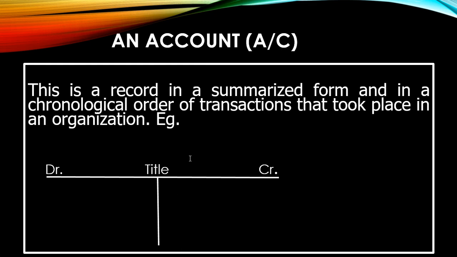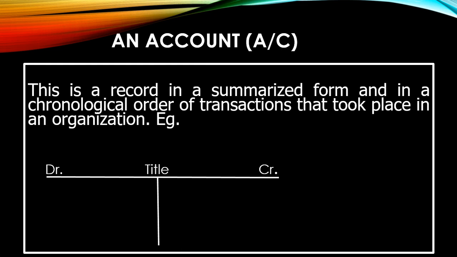We need to first look at the types of the accounts. And one, we have personal accounts. Personal accounts are ledger accounts that appear in the names of patrons. For example, an account can be named John. An account can be named Julius. So specifically, these accounts record debtors and creditors.